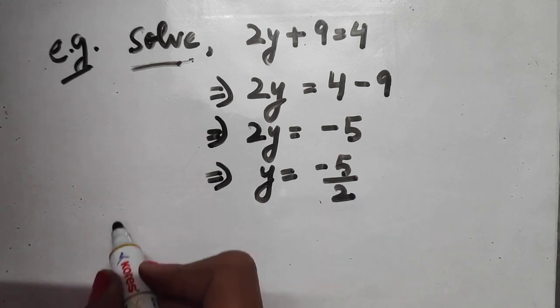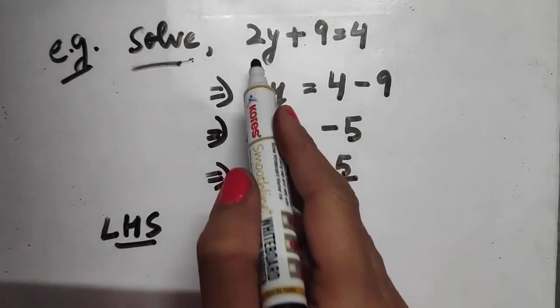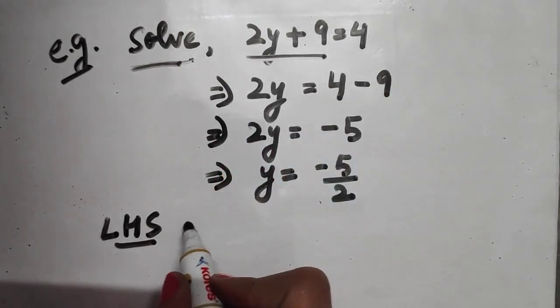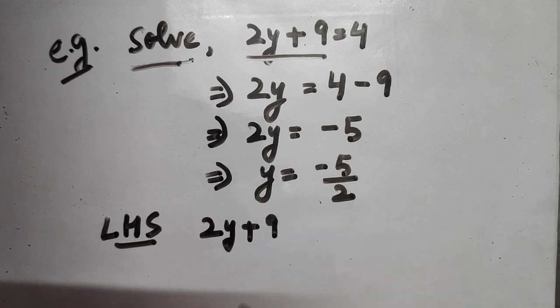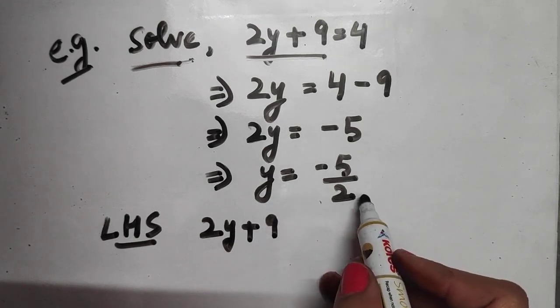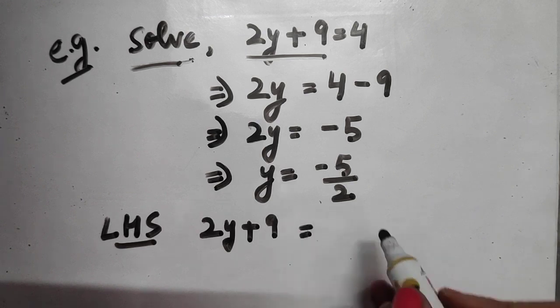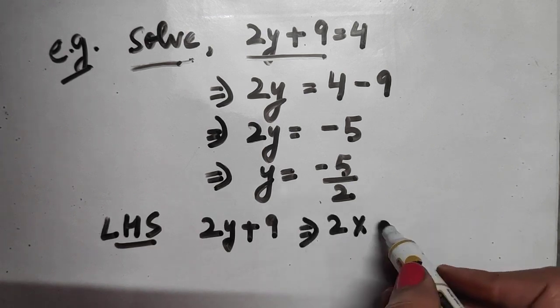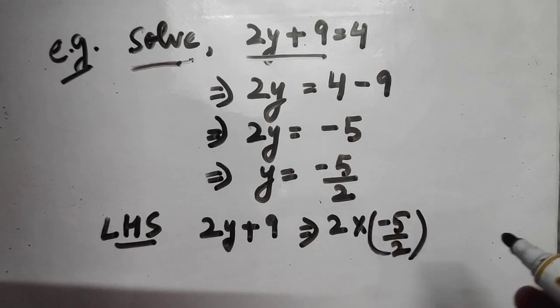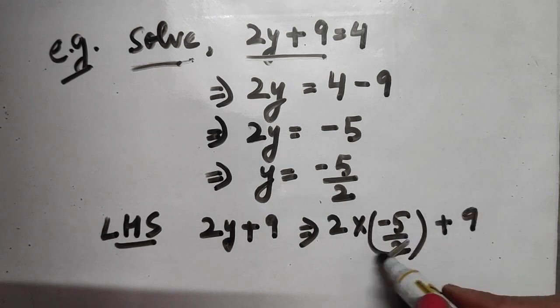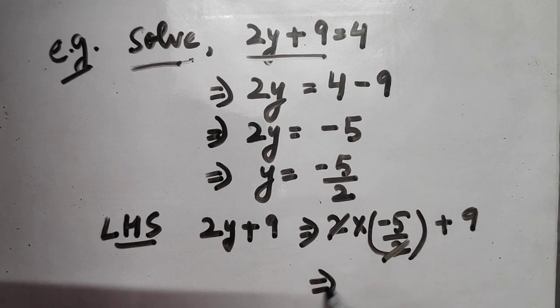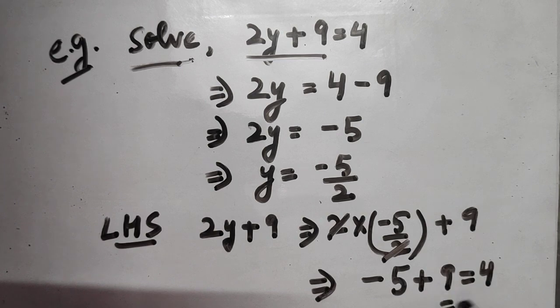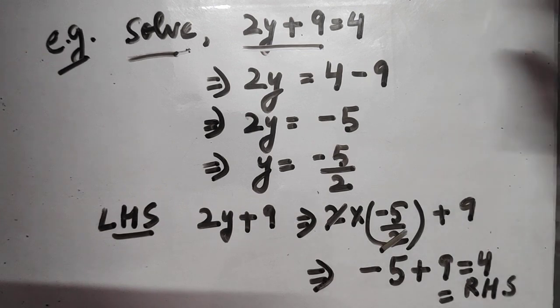To check this solution, I am putting this value of y on the left hand side. So left hand side is 2y plus 9. Now in place of y I am going to keep the value minus 5 by 2. So I am solving 2 into minus 5 over 2 plus 9. Now this 2 will get cancelled out with this 2. Now you will be having minus 5 plus 9, that is equal to 4, which is our right hand side. So you can say that this is the solution of the given equation.